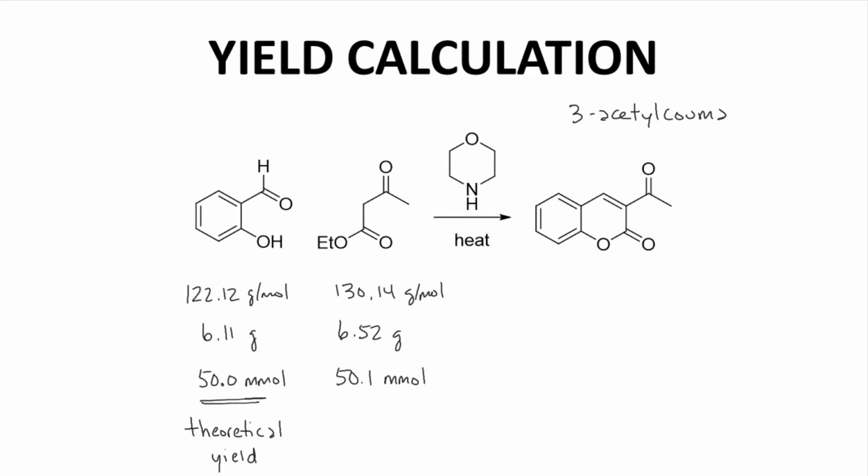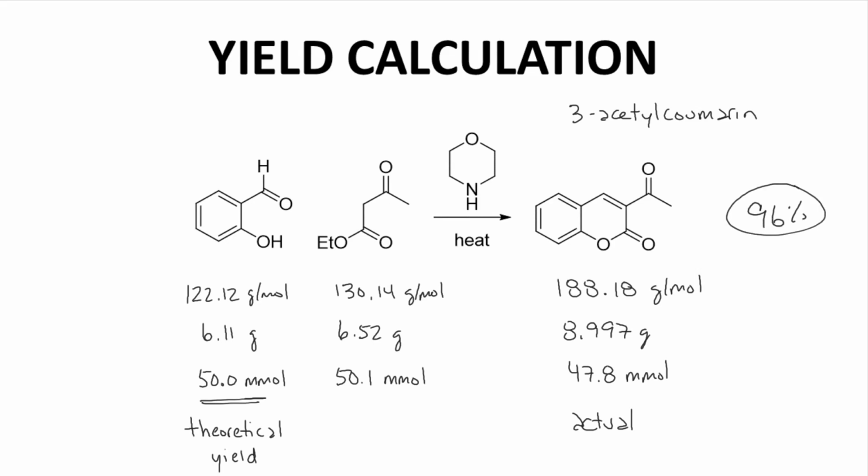The product, 3-acetylcoumarin, has a molecular weight of 188.18 grams per mole. We obtained 8.997 grams. That corresponds to 47.8 millimoles. This is the actual yield. If we take actual over theoretical times 100, we get 96%. We obtained a 96% yield.